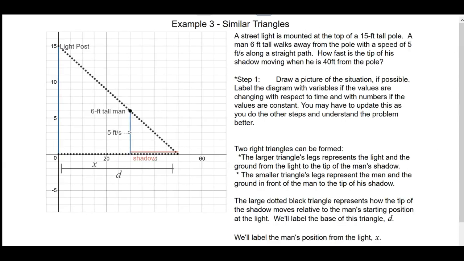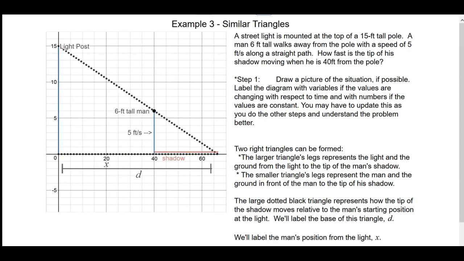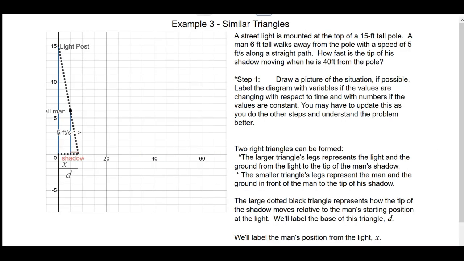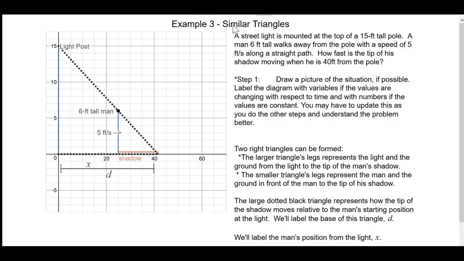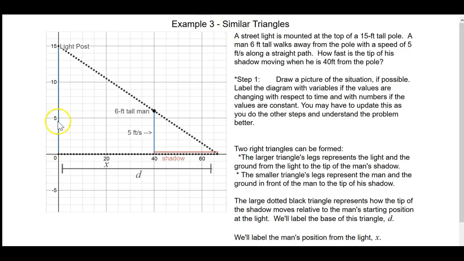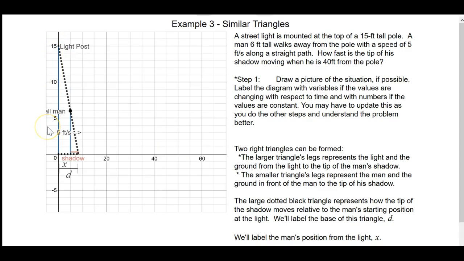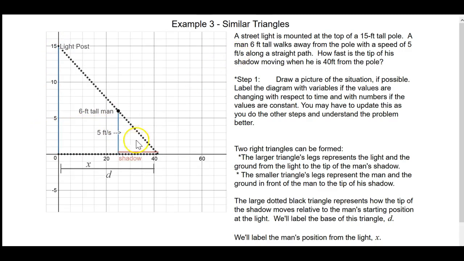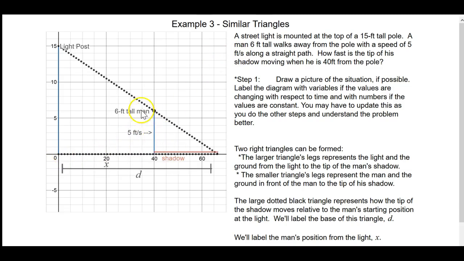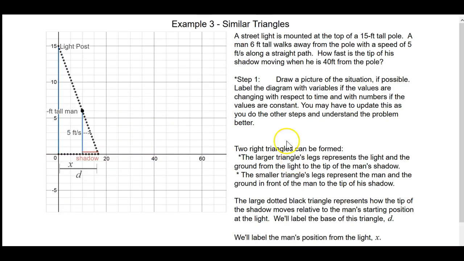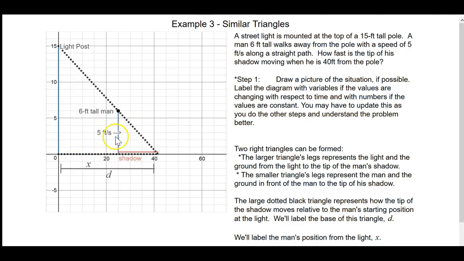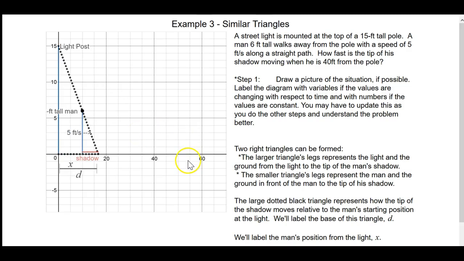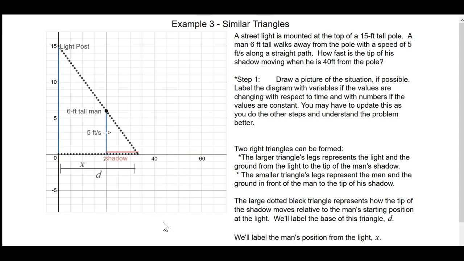Now let's look at another example. And this example is going to involve similar triangles. So a streetlight is mounted at the top of a 15-foot tall pole, the blue line along the y-axis. A man 6 feet tall walks away from the pole with a speed of 5 feet per second along a straight path. So this little blue line segment is the man. And that segment is 6 feet tall. That's not changing. And he's moving to the right at 5 feet per second. How fast is the tip of his shadow moving when he's 40 feet from the pole?